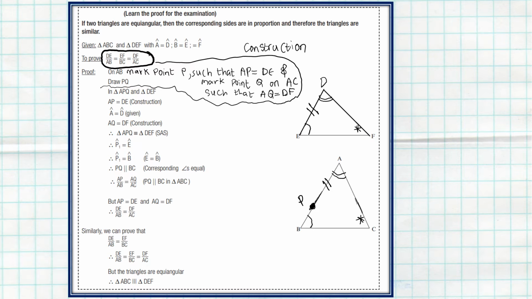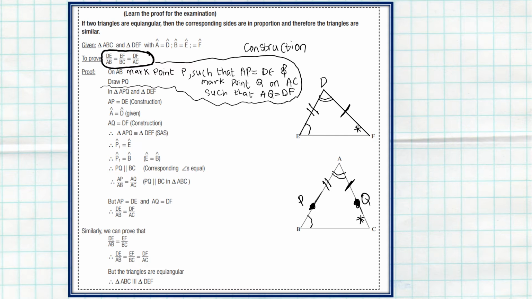Okay, and also mark point Q on AC on this side also. On AC, I'm going to mark point Q such that AQ is equal to what? AQ is equal to DF. So basically in this theorem, they will give you two triangles that are not of the same size. You will go to the bigger triangle and mark those points. You can choose to name them M, X or Y or something, so long as you don't use the letters that are already used in those triangles. So what we did, we go on this bigger triangle ABC, we mark a point P such that AP is equal to DE, and we mark a point Q such that AQ is equal to DF, right?